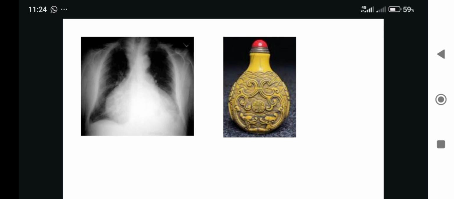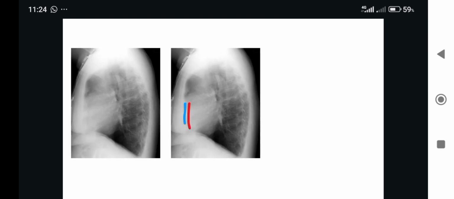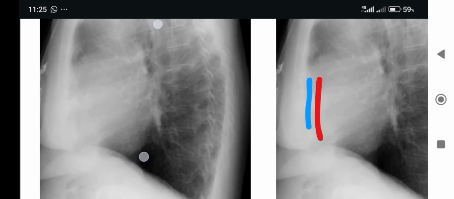So let's look at some images. This water bottle appearance, you can compare it to the heart, and you see they look similar. So this is pericardial effusion. Then the Oreo cookie sign, the epicardial fat pad sign. Pericardial effusion is accumulation of fluid in the pericardial space. So this is the Oreo cookie sign. Let me enlarge this image.